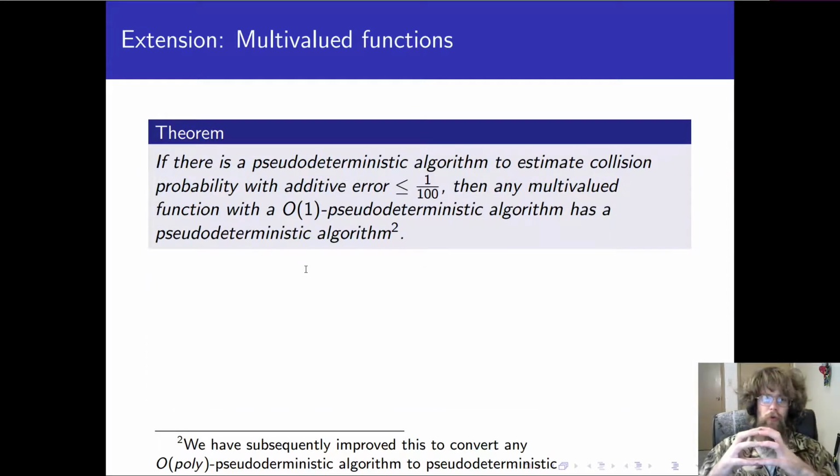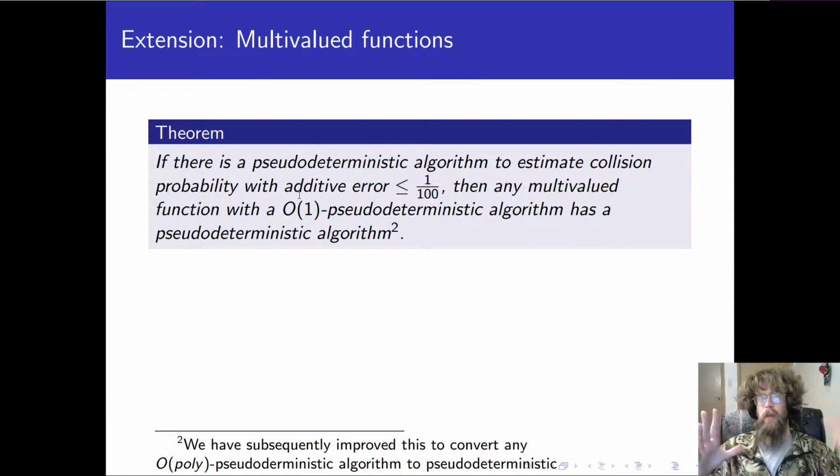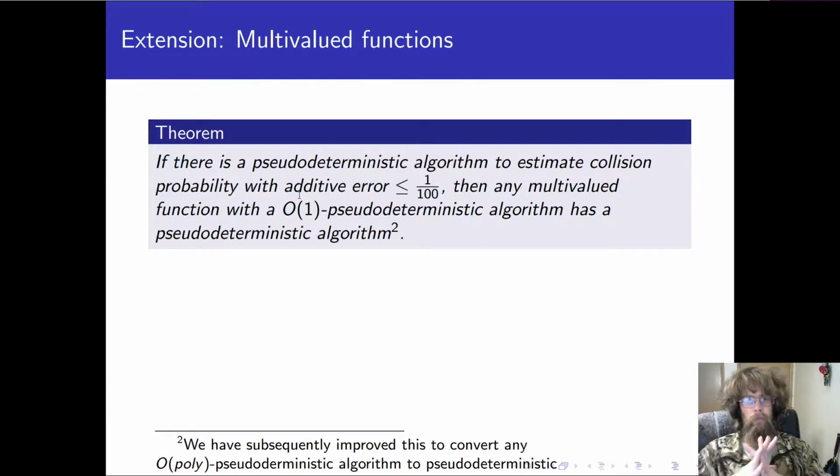So first, for multi-valued functions, we showed that if there's a pseudodeterministic algorithm to estimate collision probability with small enough error, then any multi-valued function with a constant pseudodeterministic algorithm can be made fully pseudodeterministic. So collision probability estimation is complete for constant pseudodeterminism multi-valued functions.